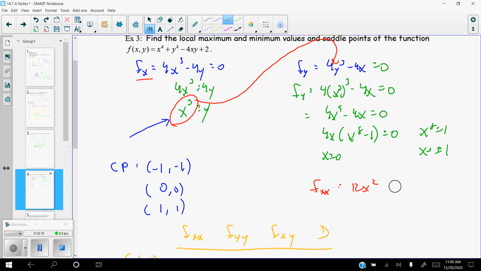So I'm actually going to leave that alone for now. We're going to need fyy. Fyy is coming from here, so that's going to be 12y squared. And then we need fxy. So that comes from here, and that's just going to be -4. And the good thing about fxy or fyy, once you square it, it becomes positive. So you're always going to be subtracting some kind of positive value.